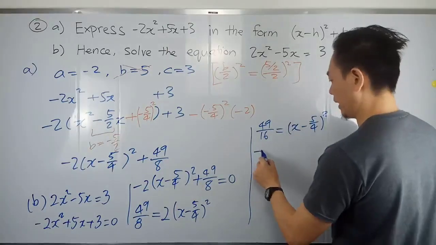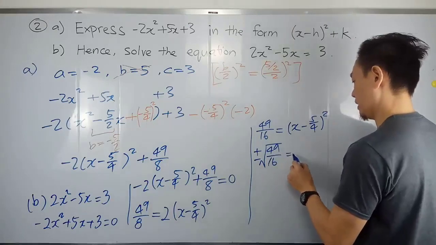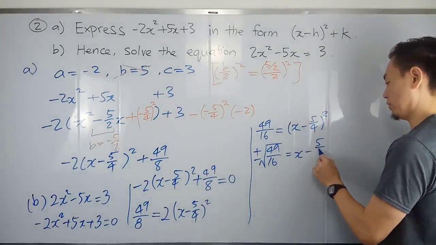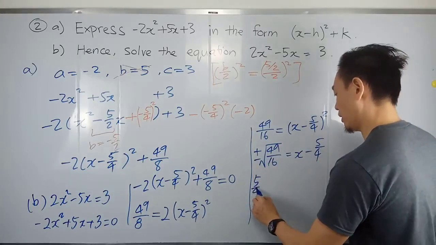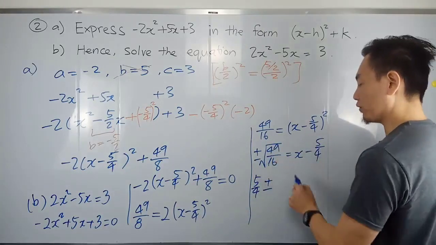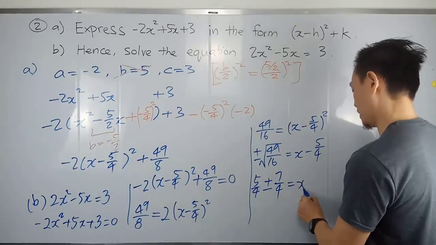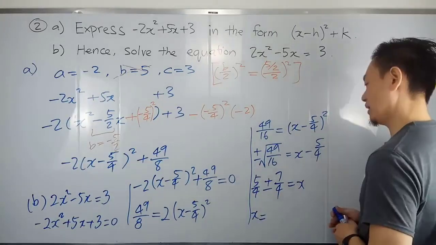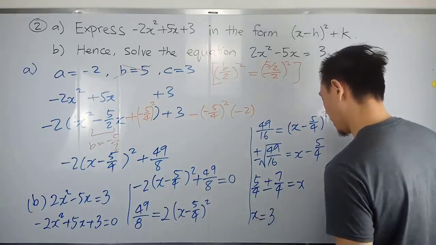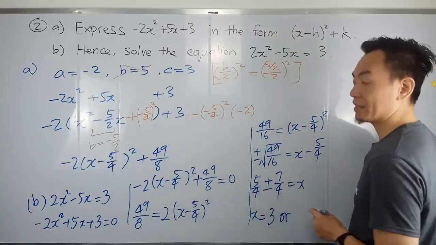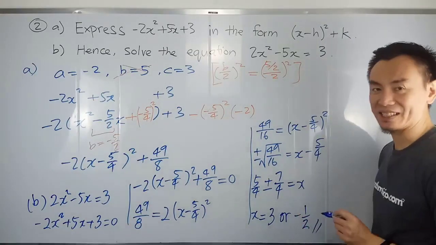Bring the square over, you have plus, minus square root of 49 over 16 is equals to x minus 5 over 4. Finally, let's bring over the 5 over 4. You have 5 over 4 plus minus square root of 49 is 7, square root of 16 is 4. That's equals to x. So x is equals to 5 plus 7 is 12. 12 over 4 is 3. So x is equals to 3, or 5 minus 7 is negative 2. Negative 2 over 4 is negative half. And that's our answer, 3 or negative half.